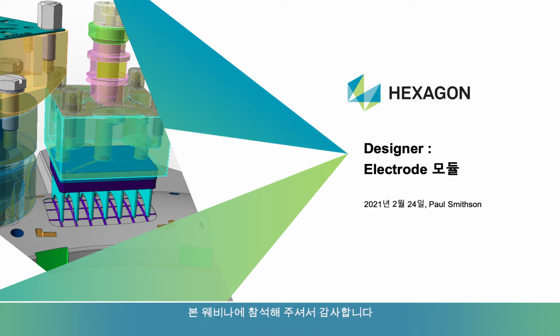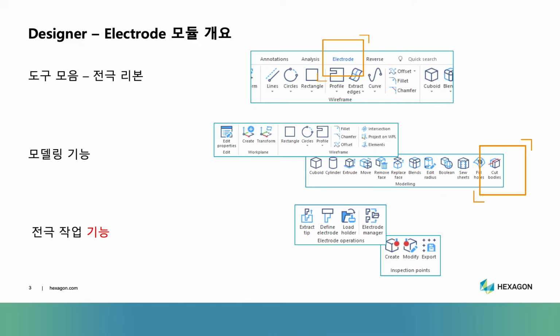Thank you for joining me for this webinar, in which I'll be going through the Designer Electrode module. Within Designer, if you have the Electrode module active within your license, you'll find the Electrode functions. If you look in the toolbar, there'll be an Electrode option, which, when selected, will activate the Electrode ribbon.